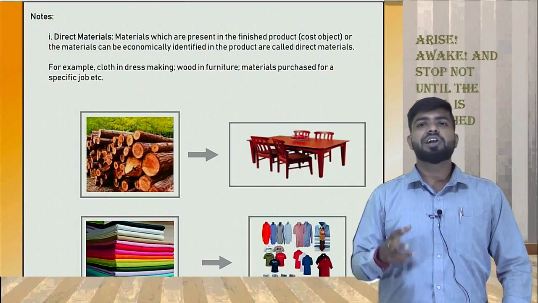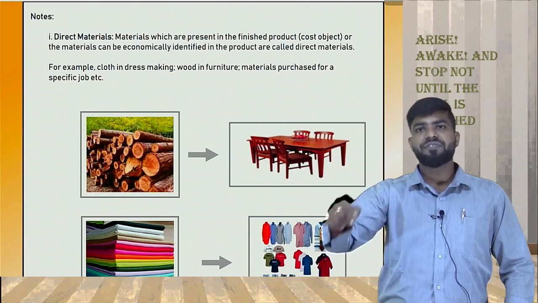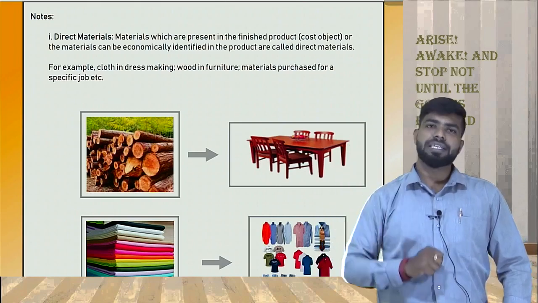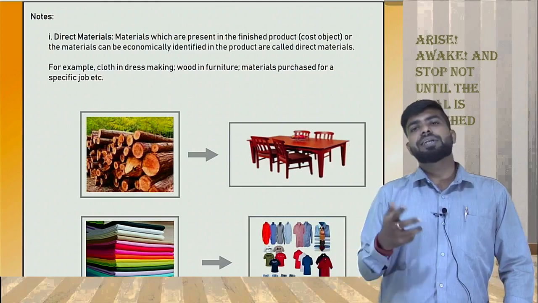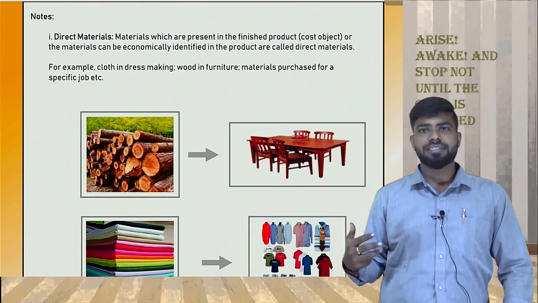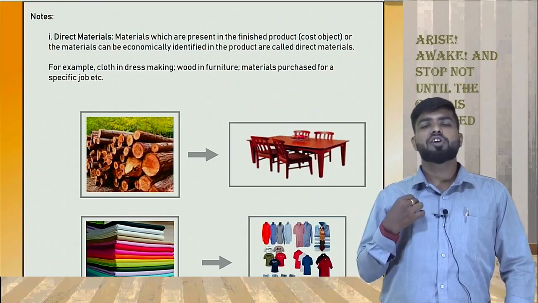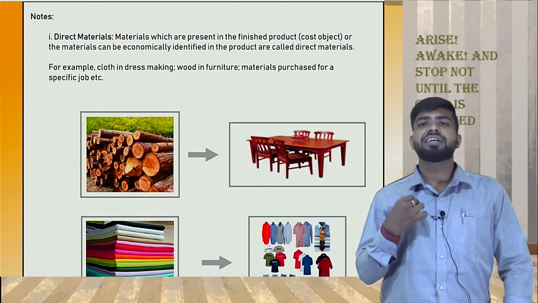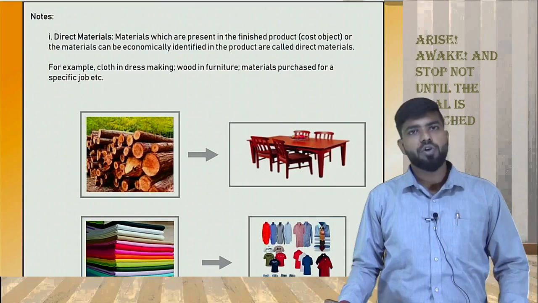Such kind of material, which can be economically identified in the finished good, is called the direct material. Or we can take textile products, shirt, pant, whatever it is. Once the shirt is stitched, we can say how much cloth has been consumed for stitching the shirt. So that means the cloth is the direct material. Are you understanding what I am saying?